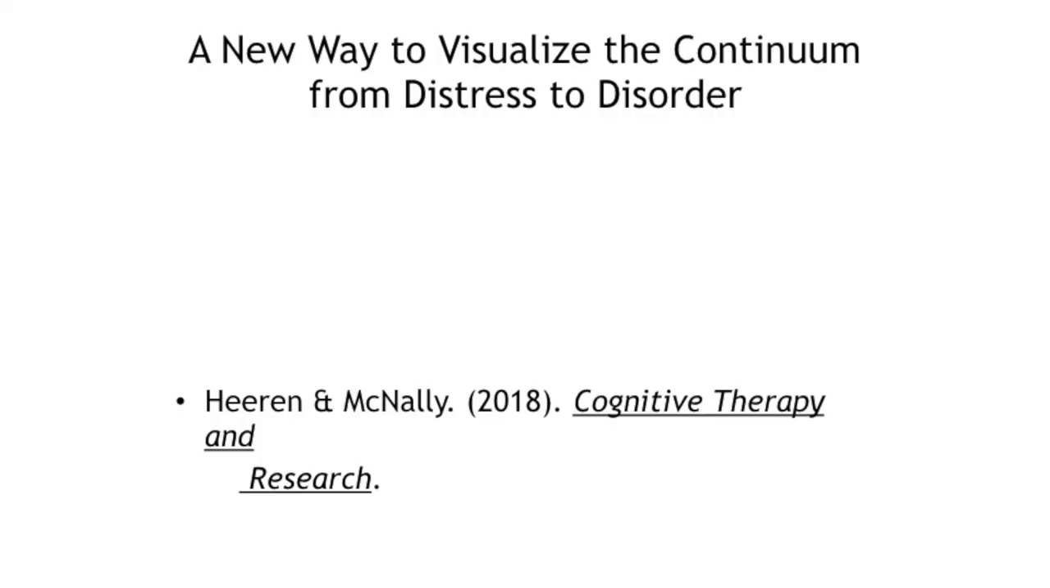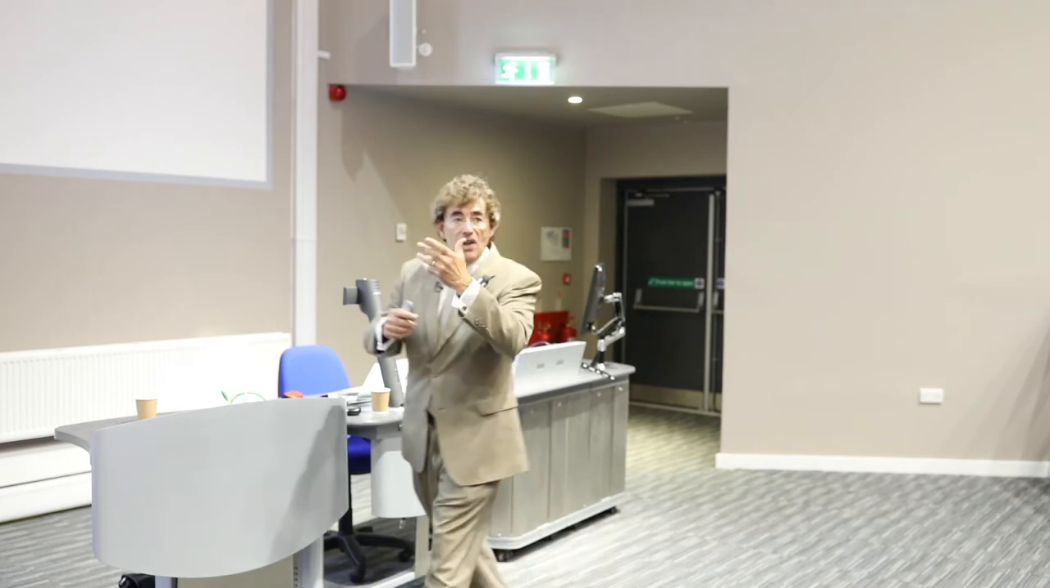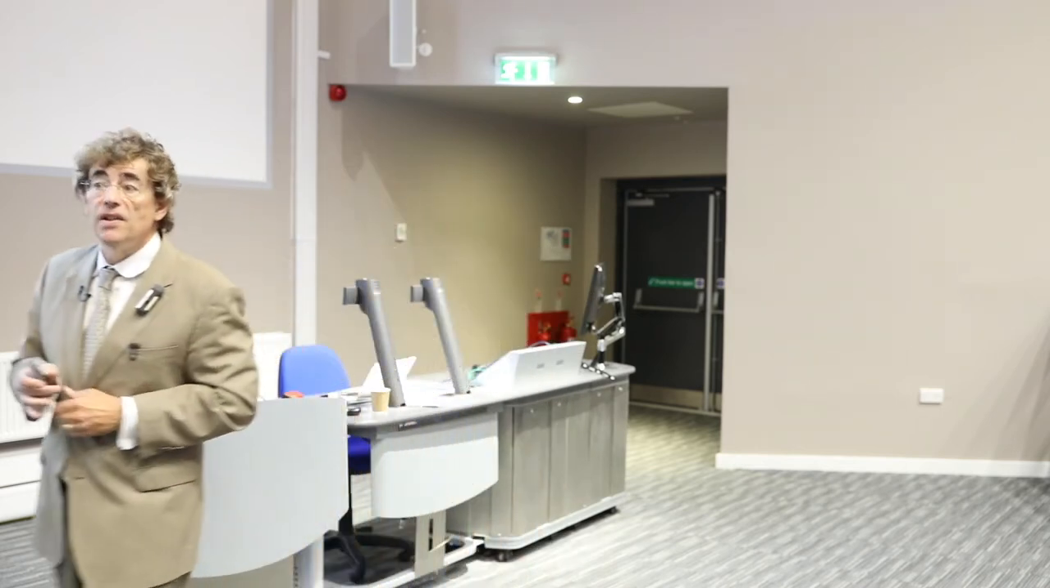Another thing that network analysis can do is give you a new way of visualizing syndromes that are seen as being on a continuum. So, for example, take social anxiety disorder. Here there's been a lot of debate and discussion about whether we are pathologizing normal shyness and things of that sort.